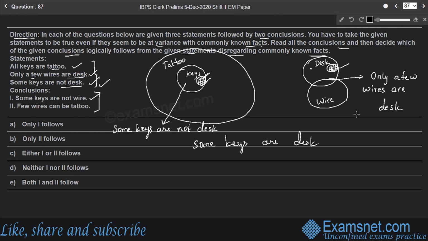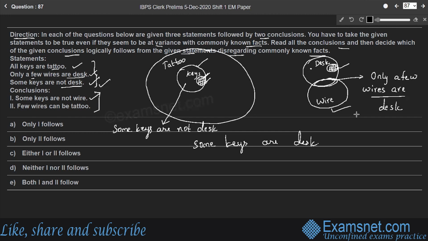Some keys are not wire. Conclusion 1: some keys are not wire. The set of keys is here, the set of wire is here. We cannot directly say some keys are not wire, because just imagine a portion which is common to both desk and wire. That is, only a few wires are desks.